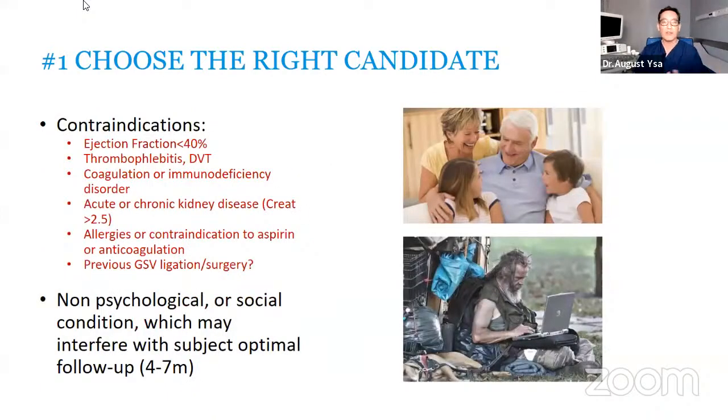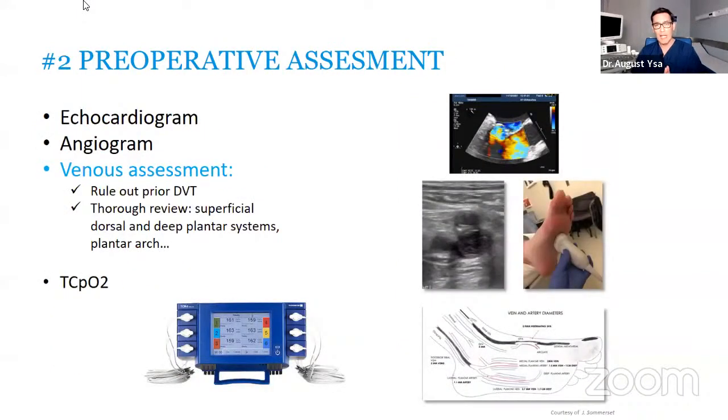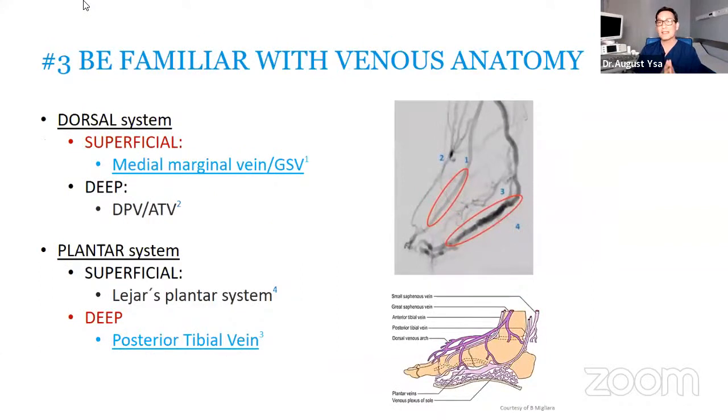These are the major contraindications reported in the trials, but as you can see, you always need to be mindful about the psychological and social condition of your candidate, because wound healing is going to take longer than in standard revascularization arterial procedures, at least 4 to 7 months. With regards to our workup, we always perform an echocardiogram to assess the heart function, an angiogram, a thorough assessment of the venous system, specifically focusing on the foot, and a baseline TcPO2.